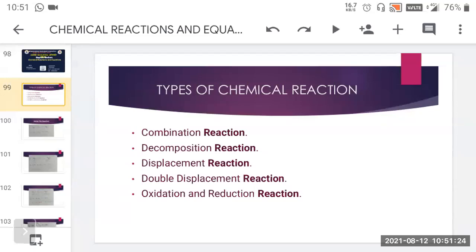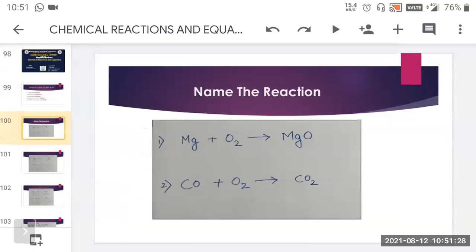So let's see, one by one, we will solve the reactions now. You can take out your notebook so that you will be able to understand. Now here you can see, name the reaction.